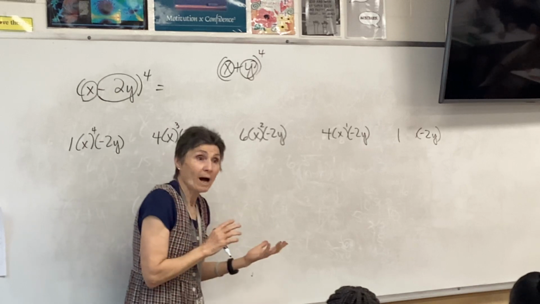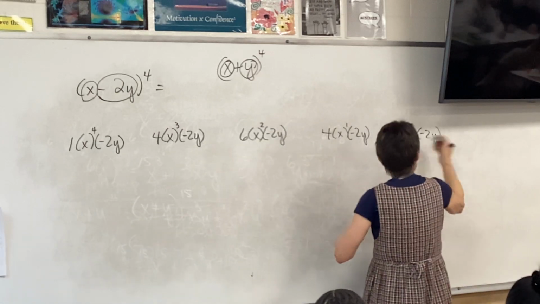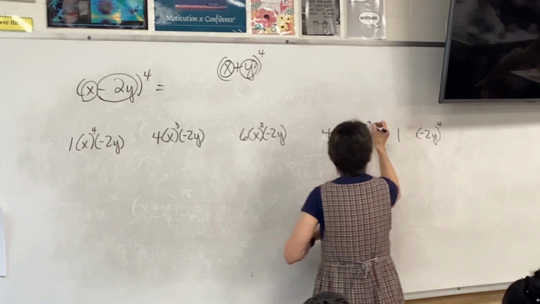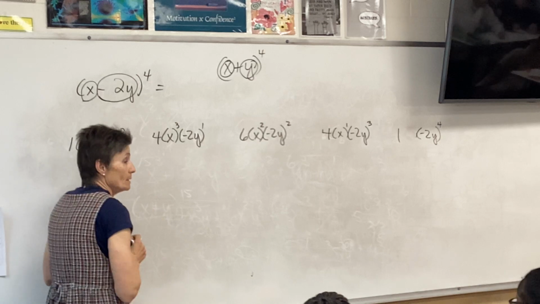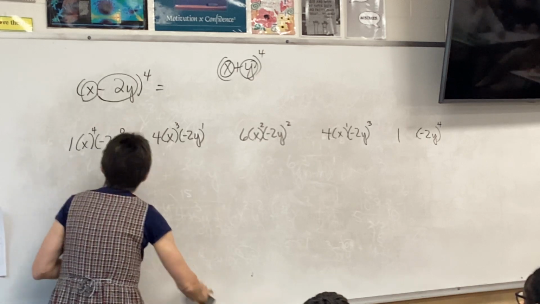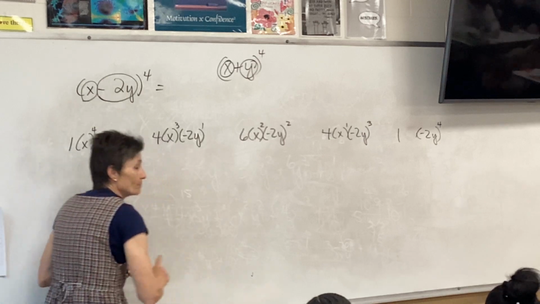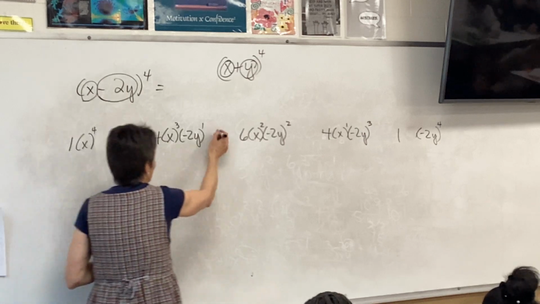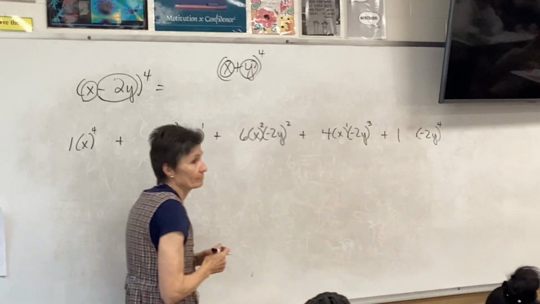Now what about the Y part? They go up from that end or down from this end, depending on where I'm starting. But yeah, they go in order too. And again, I can just erase this one because it's to the 0, so it's not there. These are my terms.